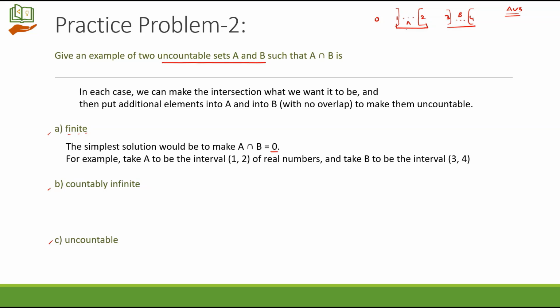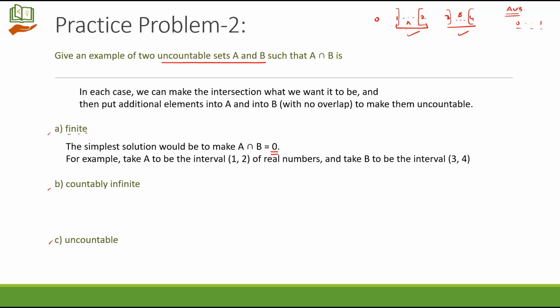It is 0. What is A here? It is an uncountable set because we are referring to real numbers. And what about B? It is an uncountable set again. Remember, 0 to 1 itself is given as uncountable in the example explanation. So we are applying a similar explanation here. In order to make it finite, we are taking A intersection B to be 0. This is what they say here. We can make the intersection what we want it to be. Finalize the intersection answer and then put additional elements into A and B to make them uncountable.